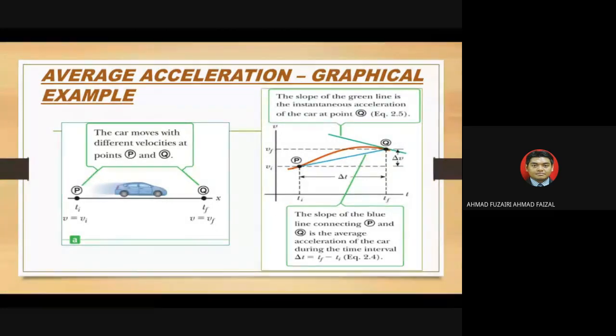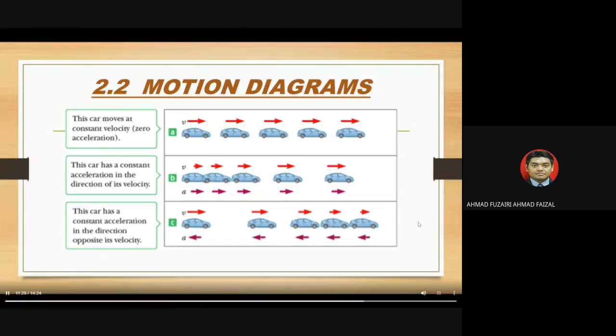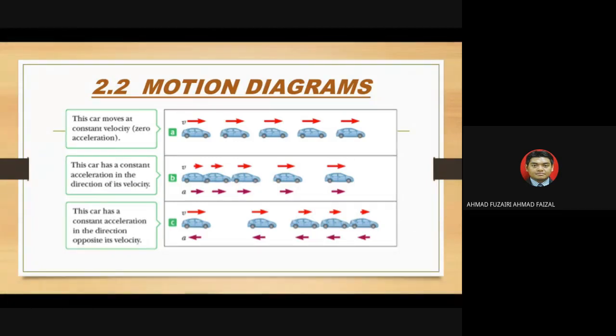A motion diagram is a representation of a moving object at the following time intervals, with the velocity and acceleration vectors sketched at each position. Red arrows are for velocity vectors and the violet arrows are for acceleration vectors. The time interval between the adjacent positions of the car is assumed the same. Diagram A shows the car moved the same distance in each time interval. Therefore, we can say that this car moved at constant velocity and has zero acceleration.